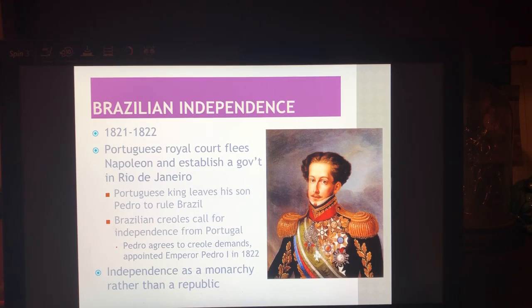And while he's in Rio de Janeiro, they bring society to Brazil. And when Napoleon is defeated after the Battle of Waterloo, King João will go back. And he will leave his son Pedro, Dom Pedro, to govern Brazil. But what will happen is the Brazilian Creoles will call for independence. And what Pedro does is he agrees to their demands.